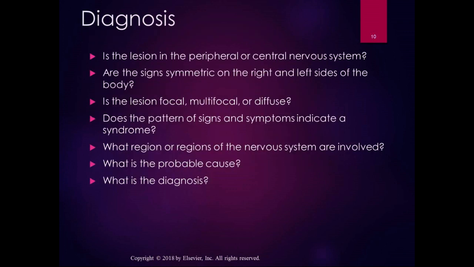So in the diagnosis, the therapist or doctor is trying to determine if the lesion is in the peripheral or the central nervous system, whether the signs are symmetric on the right and left sides of the body. Is it a focal, multifocal, or diffuse lesion? Does the pattern of signs and symptoms indicate a particular syndrome?